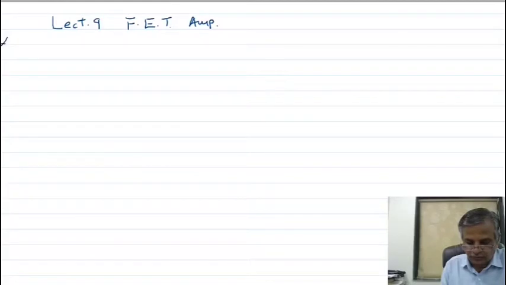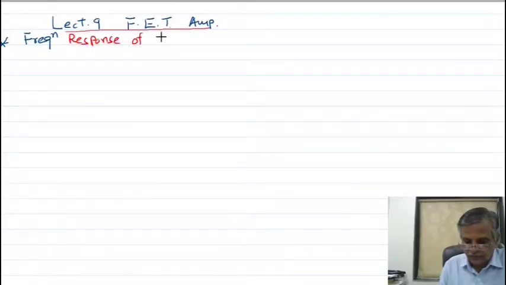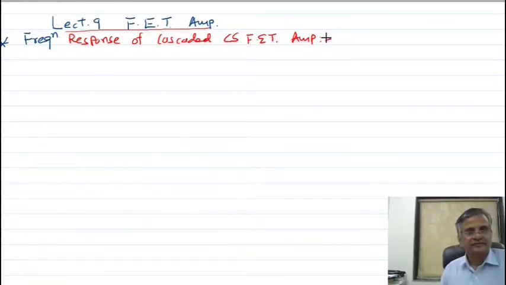So the title of the topic is frequency response of cascade common source field effect transistor amplifier. I want to study the frequency response of the cascade common source field effect transistor amplifier.